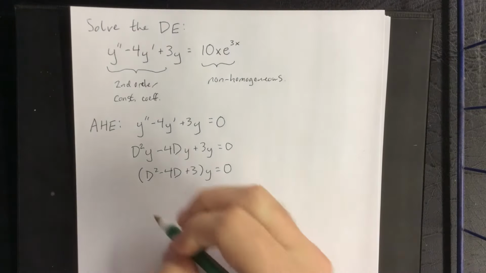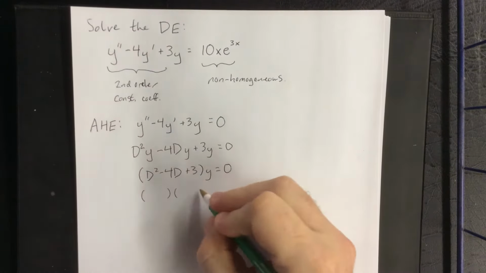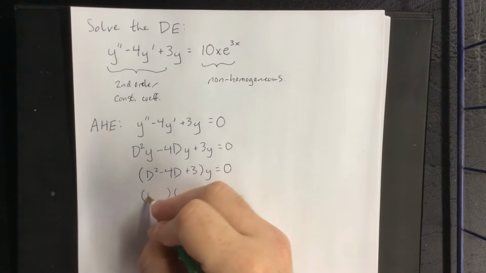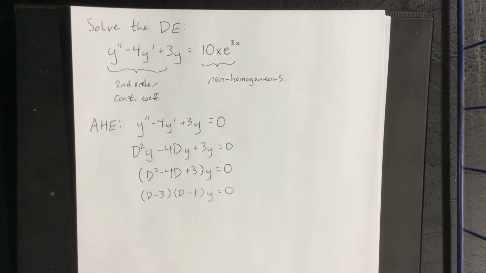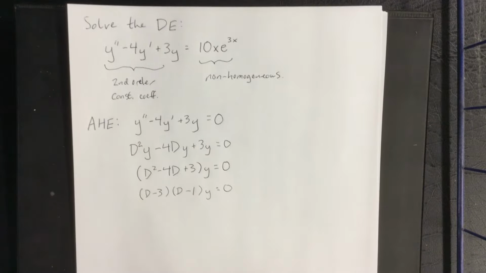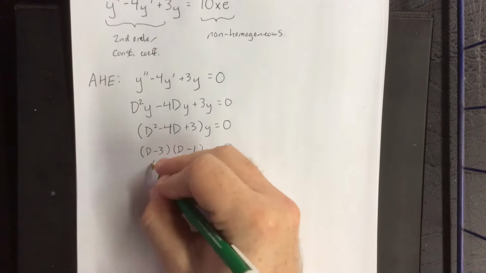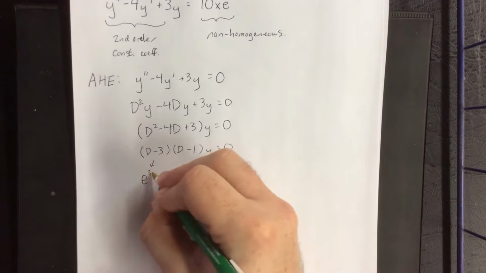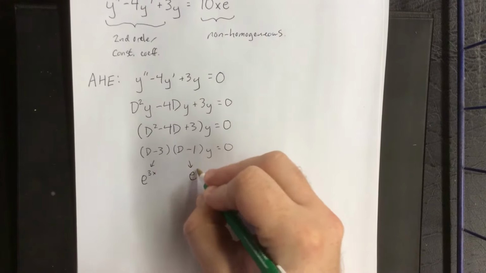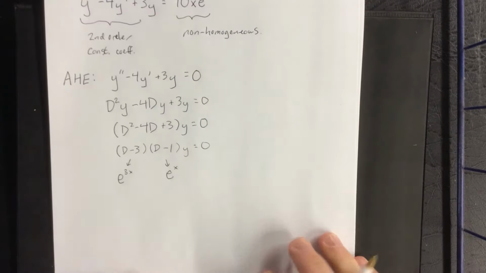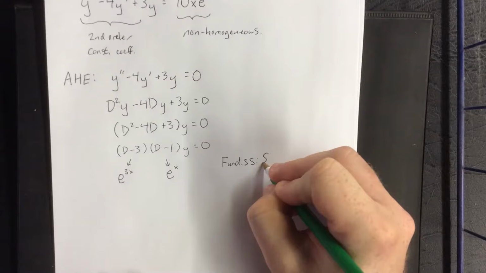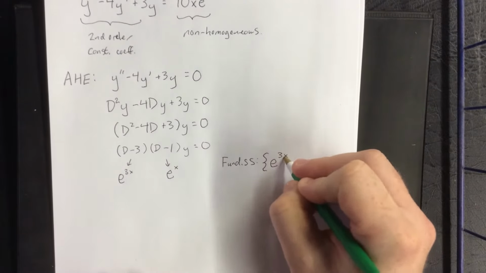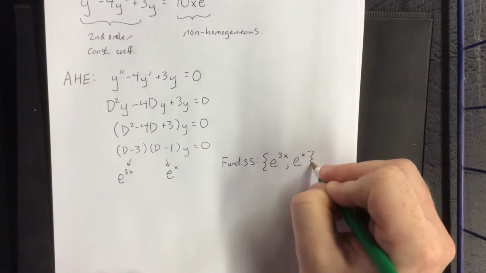So with that in mind, we can factor this polynomial differential operator and then figure out what we have in terms of annihilators. So when we factor, I see a D minus 3 and a D minus 1. The functions that are annihilated by these two things would be e to the 3x and e to the 1x. So I'm just going to refer to that as e to the x. So our fundamental solution set is going to be the set containing these two functions, e to the 3x and e to the x.